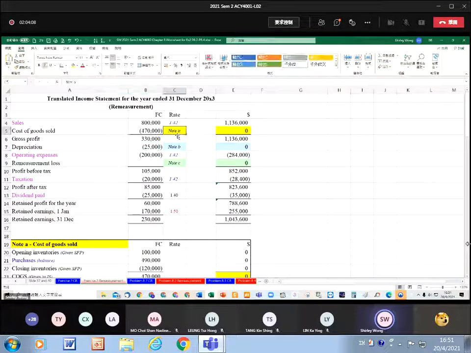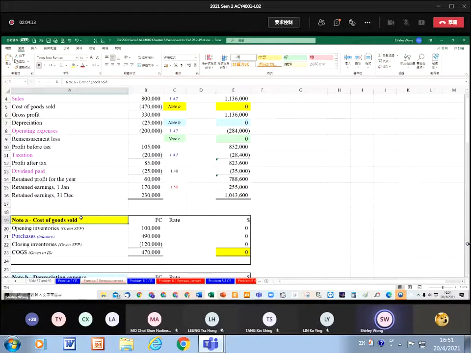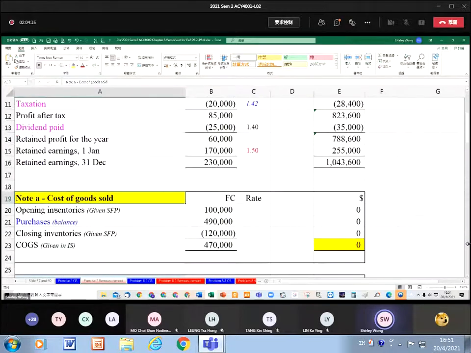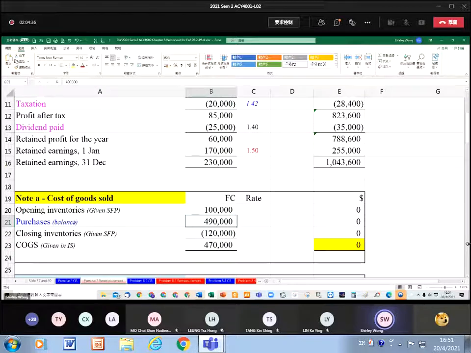the remeasurement gain. So we will have 3 notes here. So first of all, look at the cost of goods sold. So from the cost of goods sold, we will find out the opening. We know that cost of goods sold equal to opening inventory plus purchase minus closing inventory is equal to cost of goods sold. And then for opening inventory, closing inventory, and then the cost of goods sold, we can find the information from statement of financial position and also the figures from the income statement. Therefore, the remaining figure is a balancing figures for the purchase. So we calculate the purchase here.